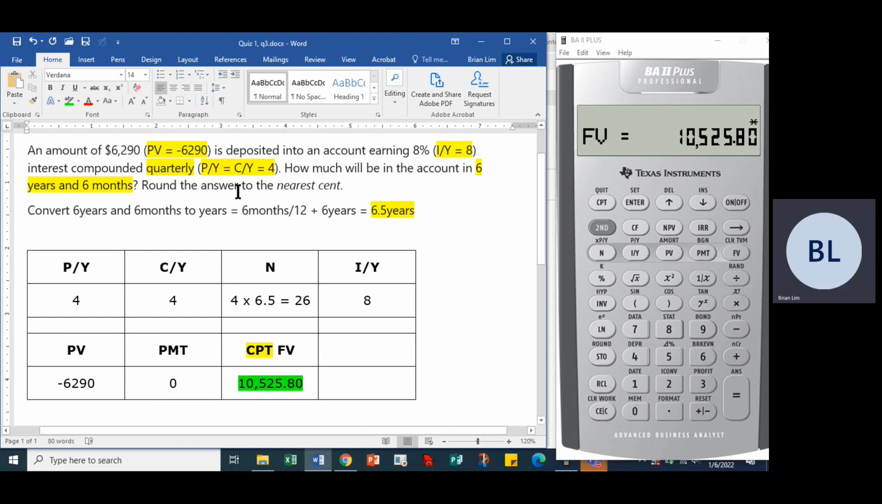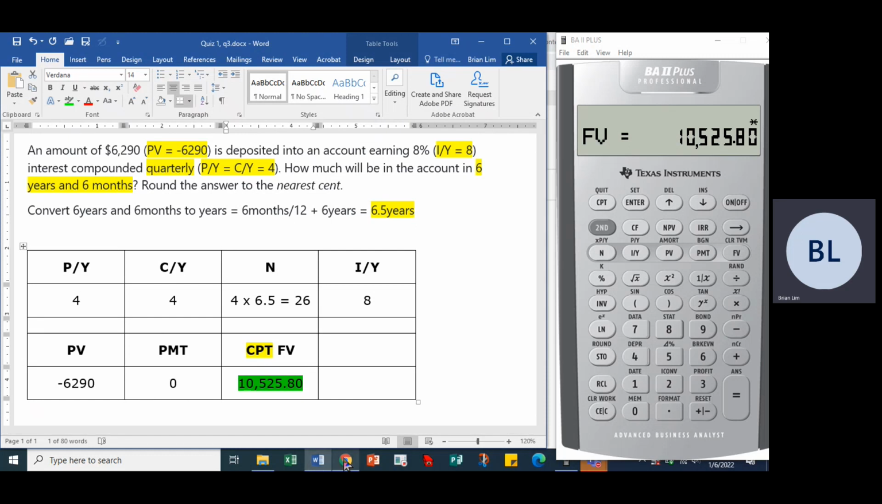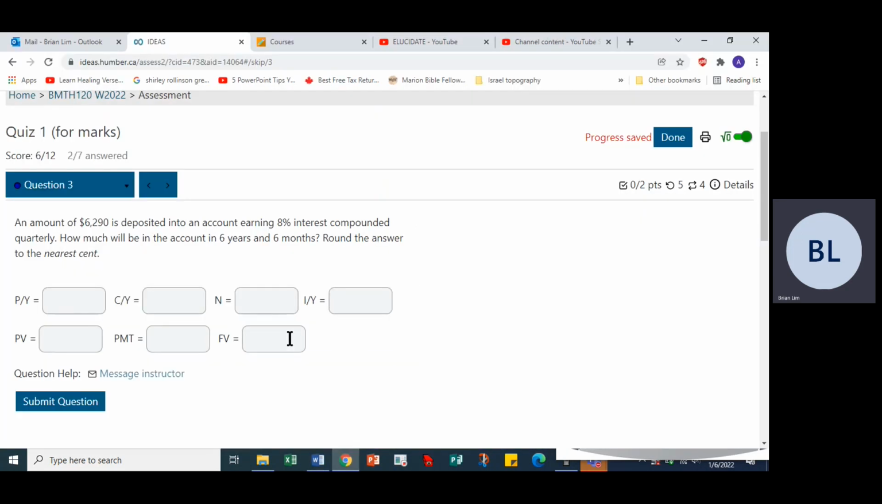Okay, so that is the answer that is being referred to here, meaning the future value, to the nearest cent. So maybe we can copy and paste. That will eliminate any chance of error. And there we are. It may come up with some markers. No, okay, everything is fine.